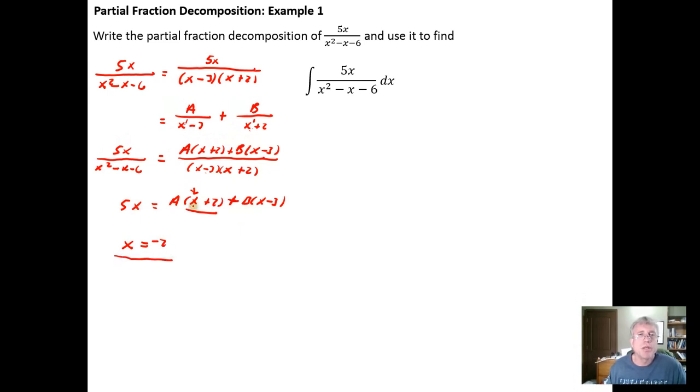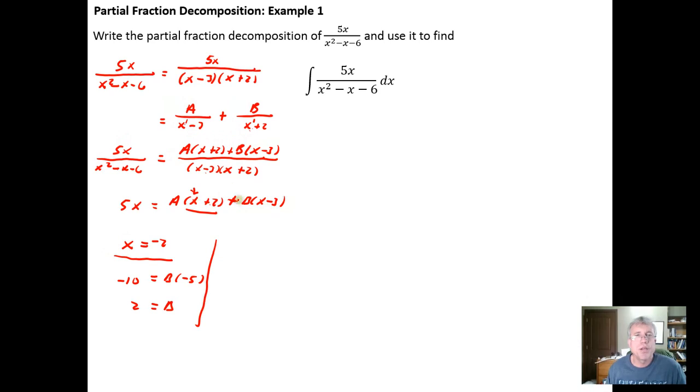So everywhere you see an x, replace it with negative 2. So we get 5 times negative 2 is negative 10, equals negative 2 plus 2 is 0 times a is 0. So we don't have to worry about that. Negative 2 minus 3 is a negative 5, so we get b times a negative 5. Divide both sides by negative 5, we get 2 is equal to b.